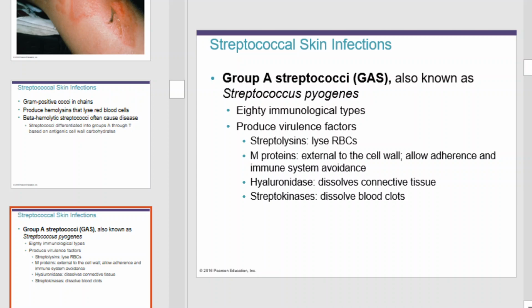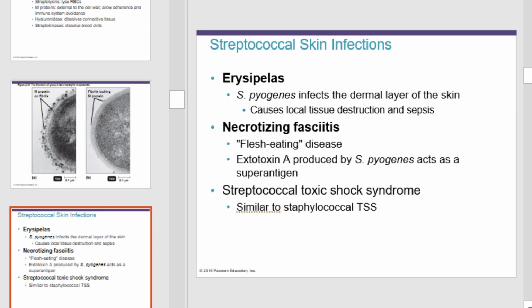has 80 immunological types. They produce virulence through streptolysins, which lyse red blood cells, and proteins, which are external to the cell wall that allow adherence and immune system avoidance. Hyaluronidase, which dissolves connective tissue, and streptokinases, which dissolve blood clots. Streptococcal skin infections also include erysipelas. Streptococcus pyogenes infects the dermal layers of the skin and can cause local tissue destruction and sepsis.